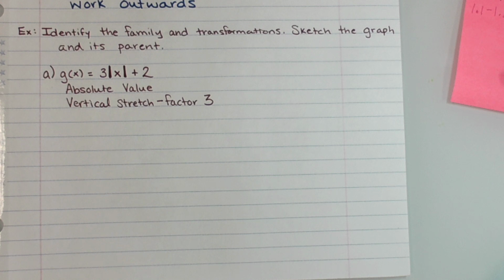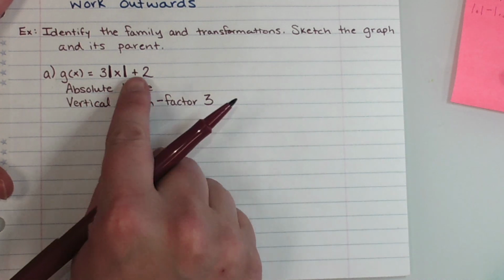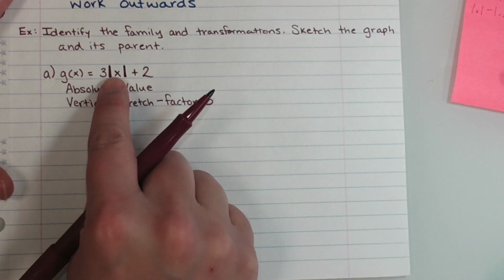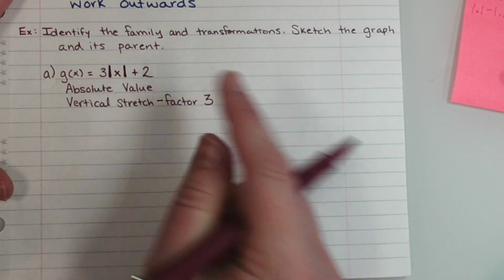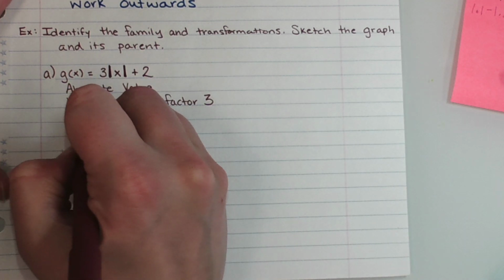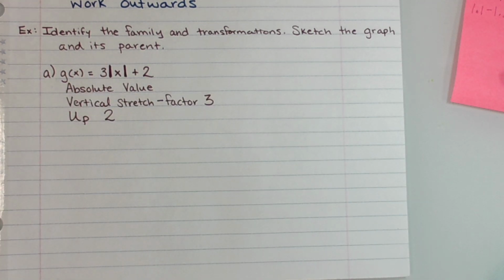Okay, what does the plus 2 do to the graph? Since it's not inside with the x, it's being done to the entire absolute value of x, it is moving it up 2. If it was inside the absolute value, that would be either left or right, specifically left when it's plus. Okay, now we've got that.